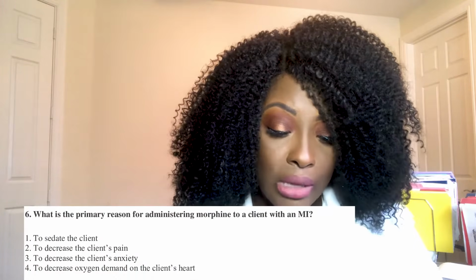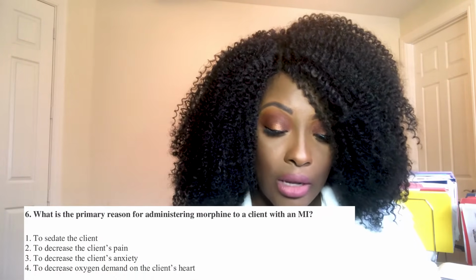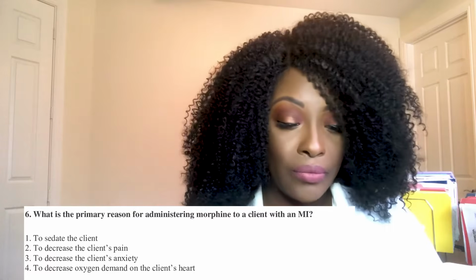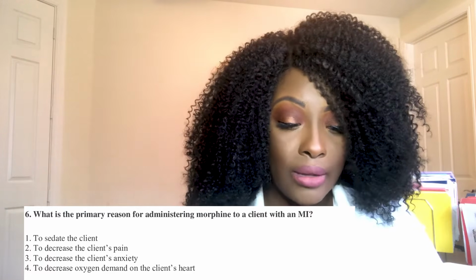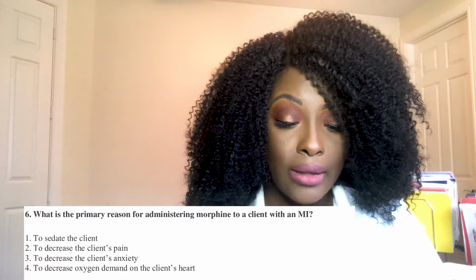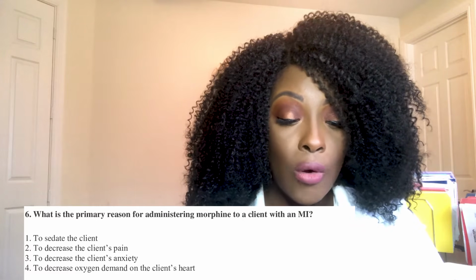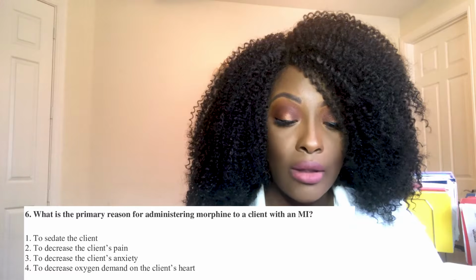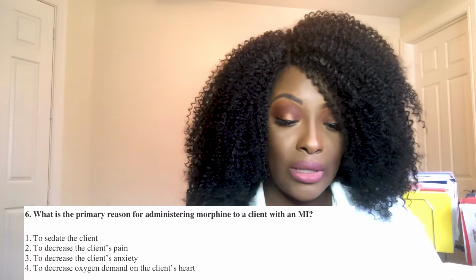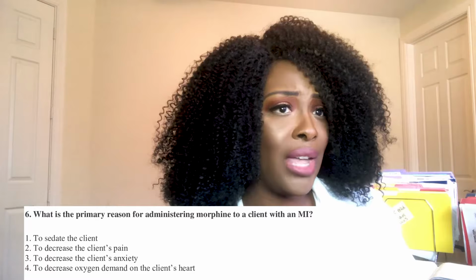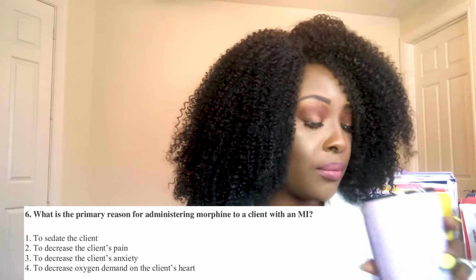Next question. What is the primary reason for administering morphine to a client with an MI? 1, to sedate the client. 2, to decrease the client's pain. 3, to decrease the client's anxiety. Or 4, to decrease oxygen demand on the heart. I'll give you a moment to think of the answer, even though I already gave you the answer in the first question. I'll give you a second.